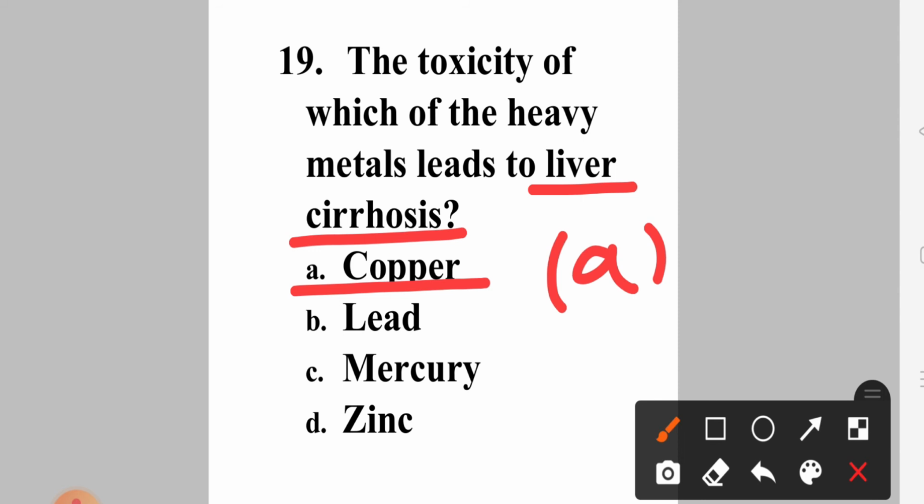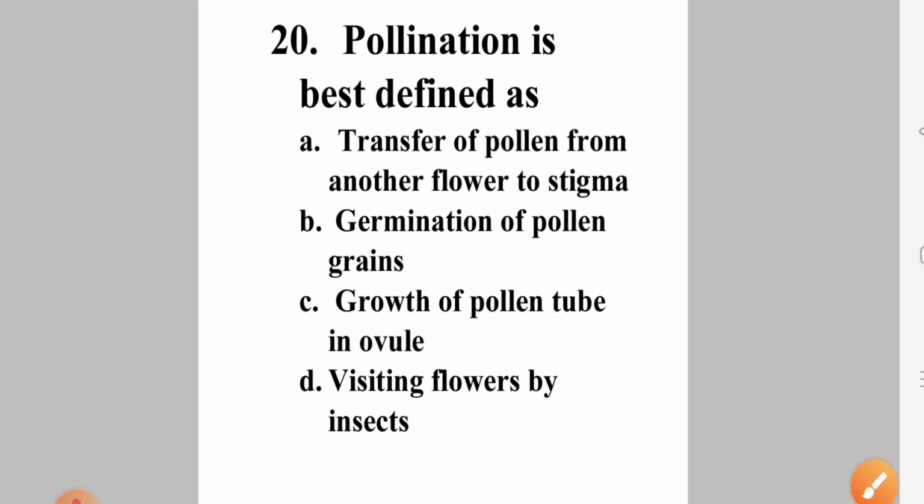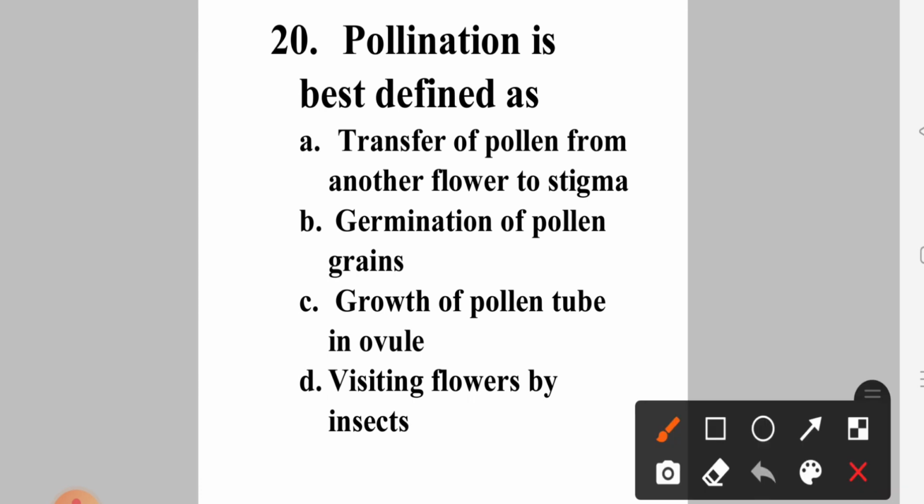Now come to question number 20. Pollination is best defined as: A. Transfer of pollen from another flower to stigma. B. Germination of pollen grains. C. Growth of pollen tube in ovule. D. Visiting flowers by insects. Okay, so pollination is the transfer of pollen from another flower to the stigma of a flower. Okay, so answer will be option A.